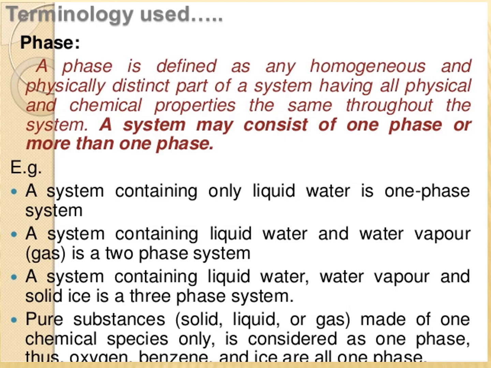For example, a system containing only liquid water is a one-phase system. A system containing liquid water and water vapor, that is gas, is a two-phase system. Another one: a system containing liquid water, water vapor, and solid ice is a three-phase system. A pure substance, solid, liquid, or gas, made up of one chemical species only is considered as one phase. Thus, oxygen, benzene, and ice are all one phase.